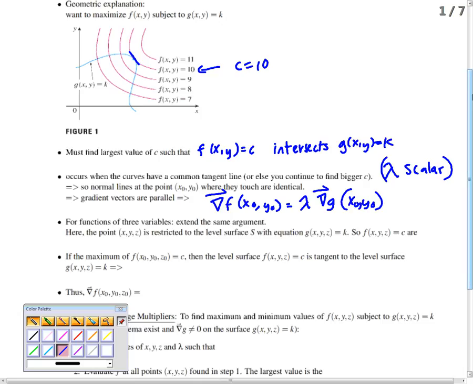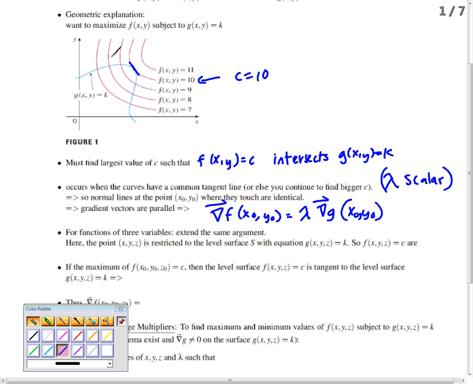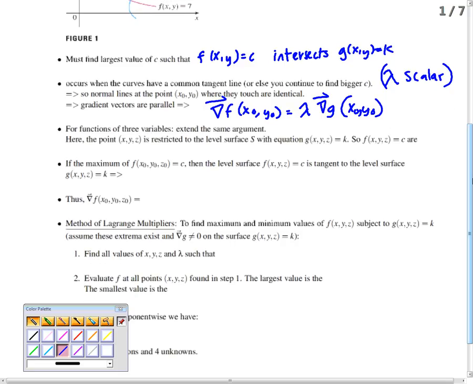Okay. So if I have three variables, I extend the argument. I just have an x naught, a y naught, and a z naught, right? It's just going to be a level surface, though, instead of a level curve, right? Y'all see the picture? Instead of level curves, I'm going to have level surfaces. This is like a mountain, just like Justin said. But this is a mountain in 3D, but if I was looking at a level surface, I could still do the same thing with g. Okay. So the point x, y, z is restricted to the level surface with the equation g of x, y, z equal k. So f of x, y, z equals c are level surfaces.